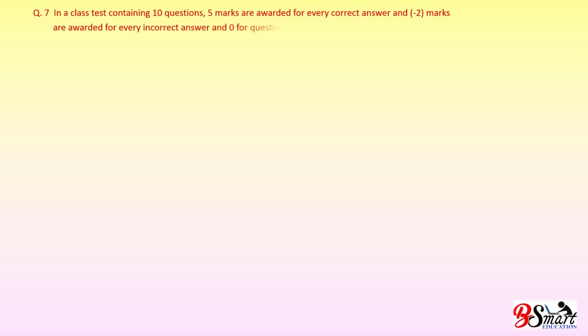Question number 7. In a class test containing 10 questions, 5 marks are awarded for every correct answer and minus 2 marks are awarded for every incorrect answer and 0 for questions not attempted. First one, Mohan gets 4 correct answers, 6 incorrect answers. What is his score?